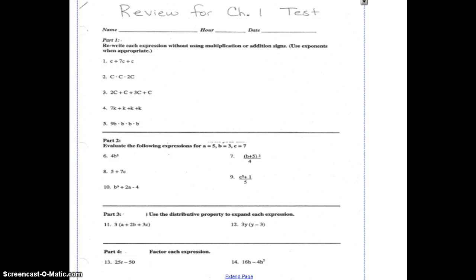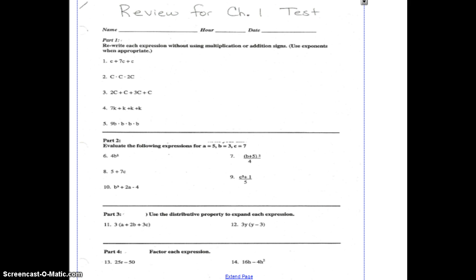I know I'm not here at school today, but we are still going to review for our Chapter 1 test, and I thought, what a better way than have a video with me explaining a few of the things. Everybody should have a worksheet that says Review for Chapter 1 test. I'm going to do a couple examples, something from each section to help you out. So, Part 1 says rewrite each expression without using multiplication or addition signs, and use exponents when it's appropriate.